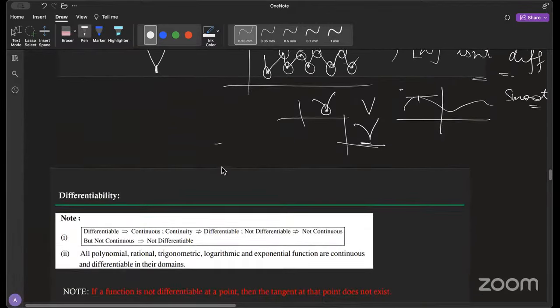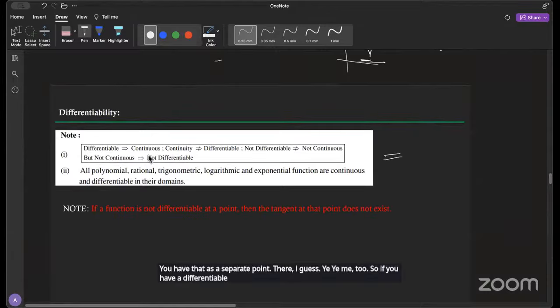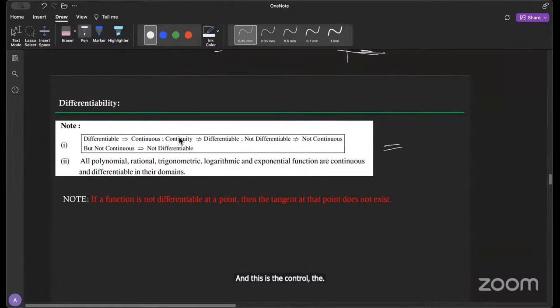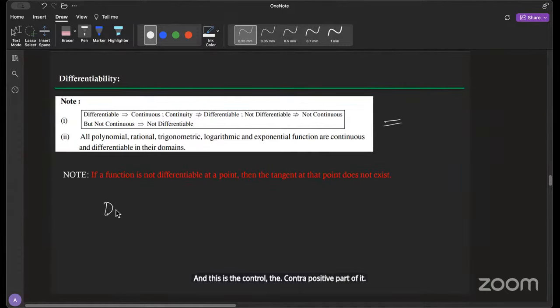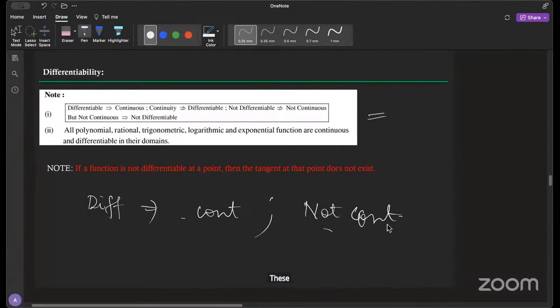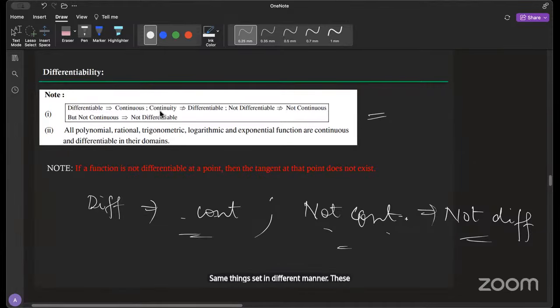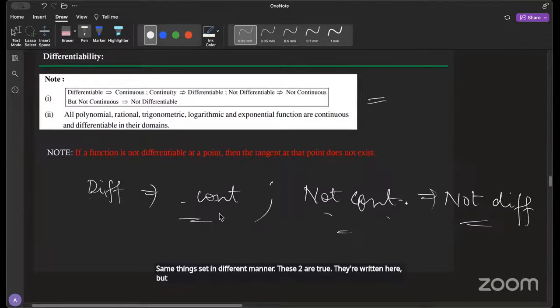We have that as a separate point here, I guess. So if you have a differentiable function, that means your function is continuous. And this is the contrapositive part of it. If your function is differentiable, this implies it's continuous. In other words, if your function is not continuous, it's the same thing, right? These two are basically the same thing: not continuous implies not differentiable, same thing said in a different manner. These two are true, they're written here, but the converse is not true.